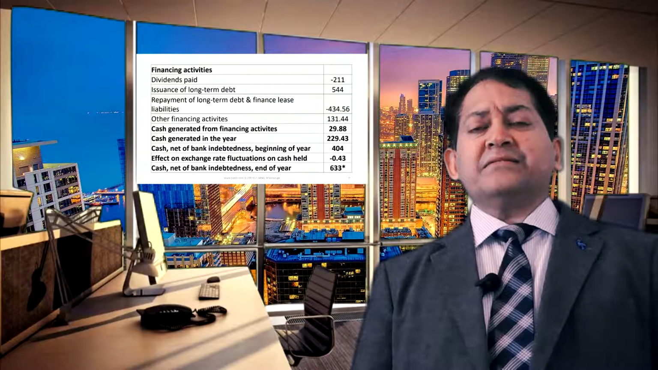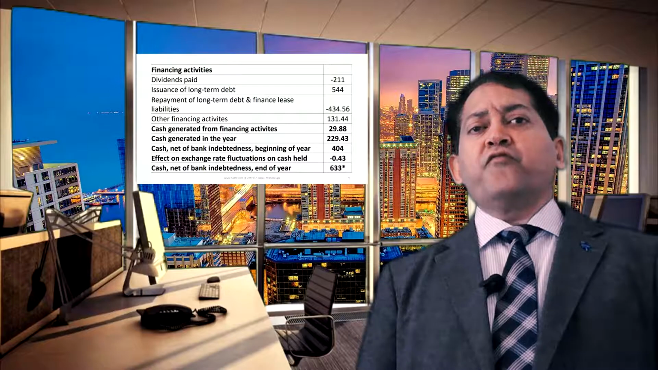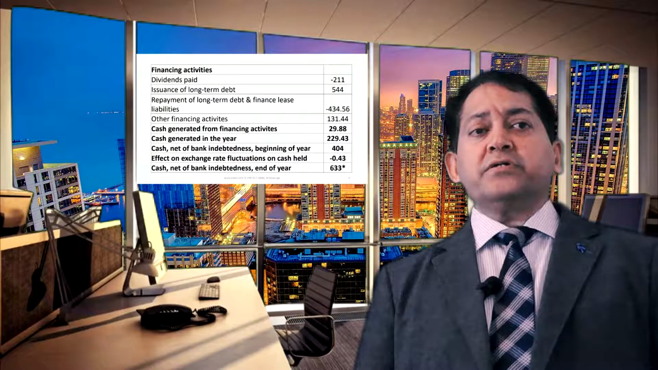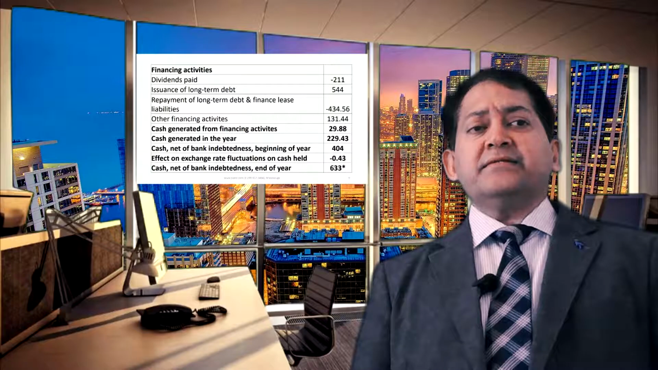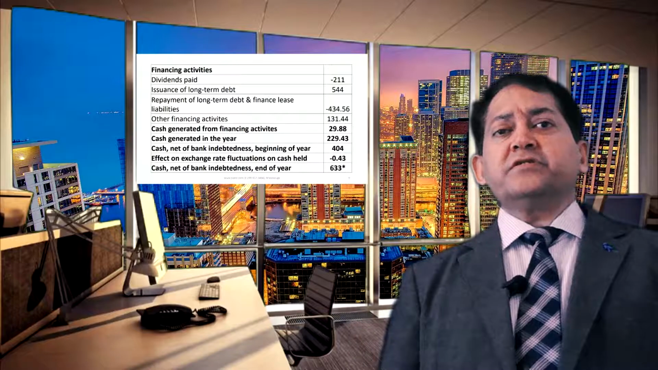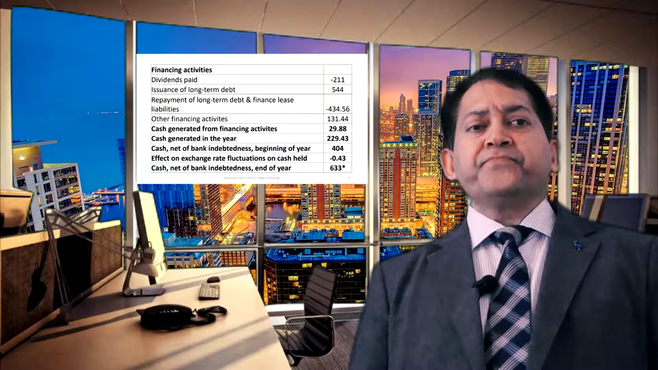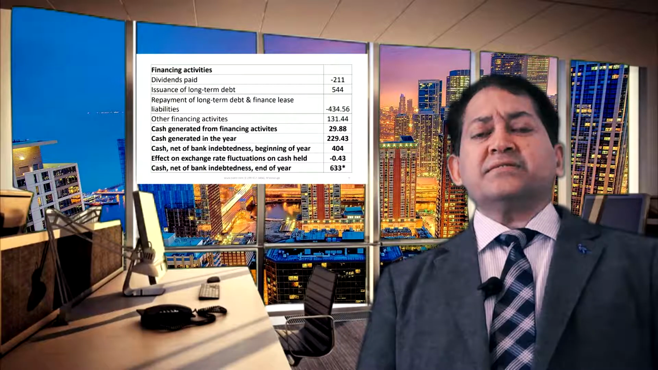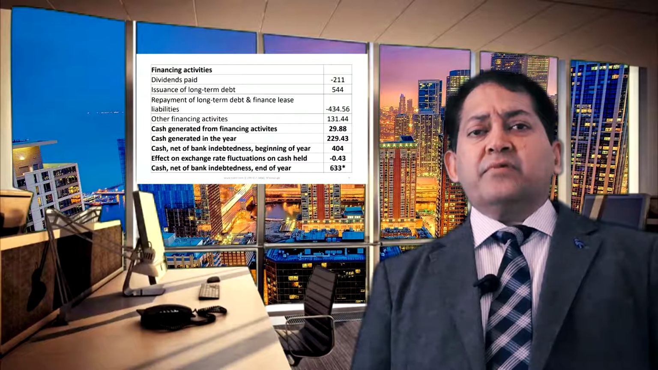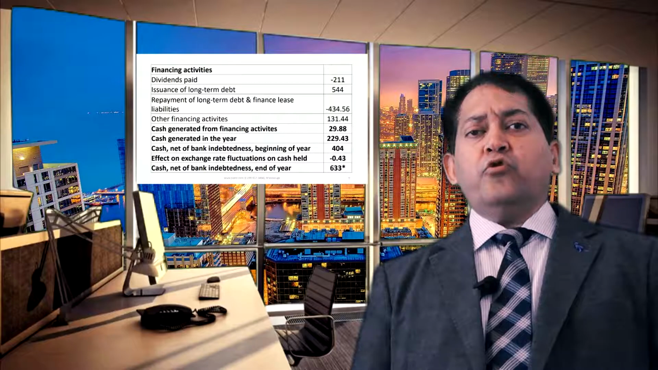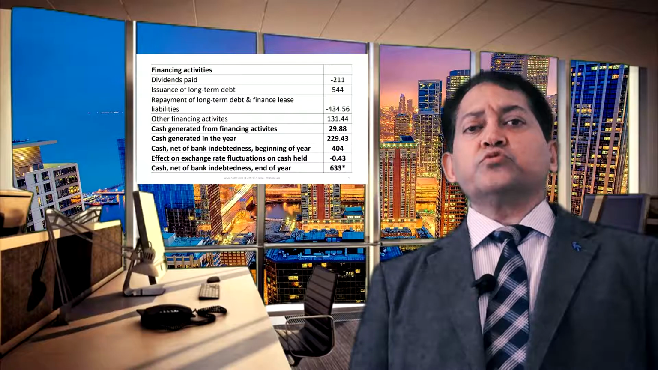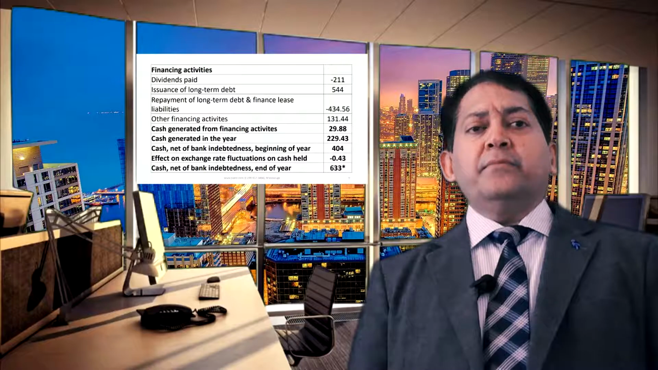And there are other financing activities that have resulted in a cash inflow of $131.44 million. The cumulative effect is that cash generated from financing activities is $29.88 million. That is a positive figure, or cash inflow. Then cash generated in the year is the sum total of cash generated or consumed through operating activities, investing activities, and financing activities. And this figure is $229.43 million.